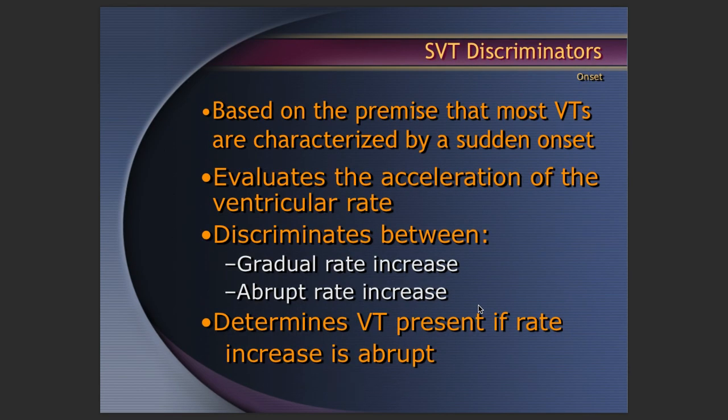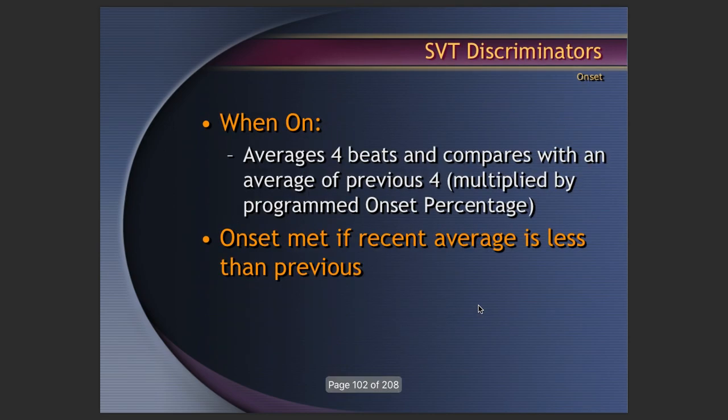It will not only be able to evaluate the acceleration of the ventricular rate, but also discriminate between a gradual rate increase and an abrupt rate increase. It determines that VT is present if the rate is abrupt. Because also remember, this is how you try to differentiate, even on a clinical basis, whether VT is there or SVT is there, or is it a sinus tachycardia, or is it really a VT?